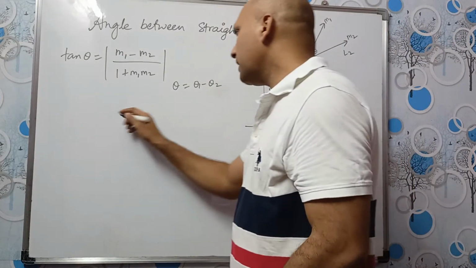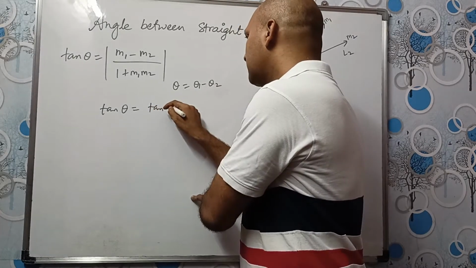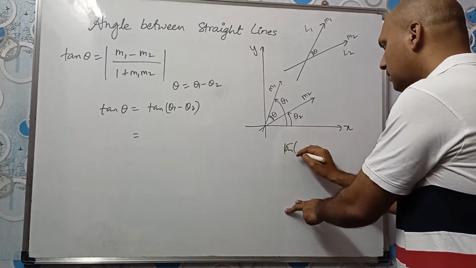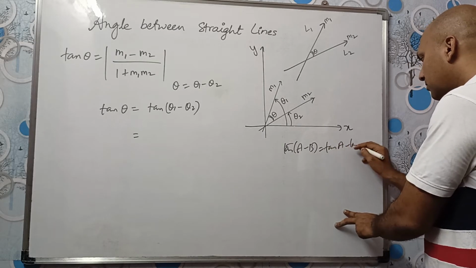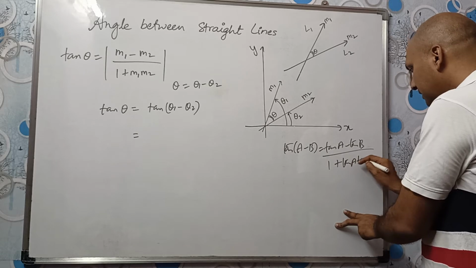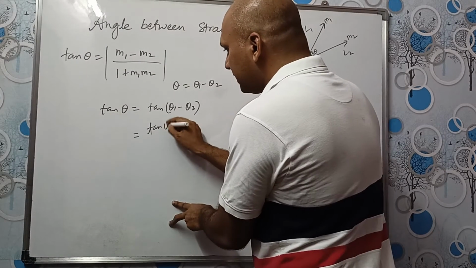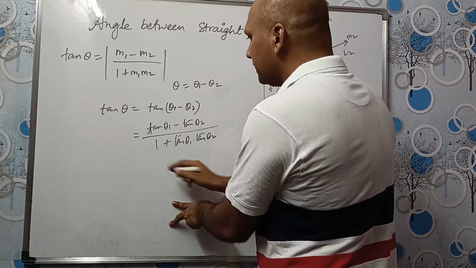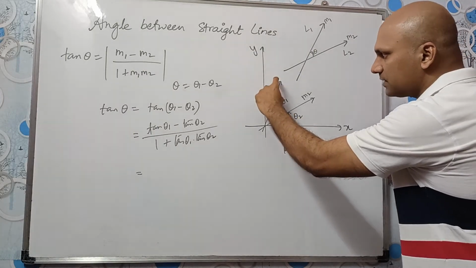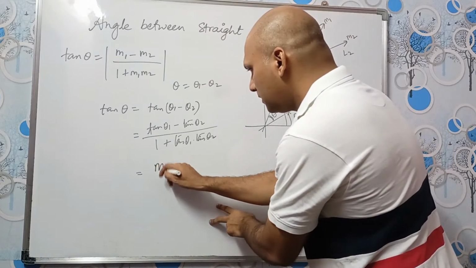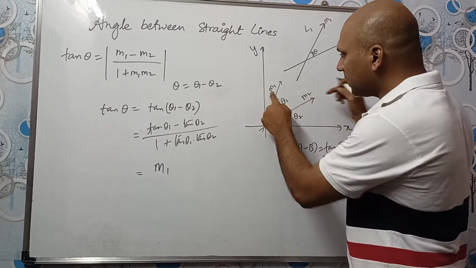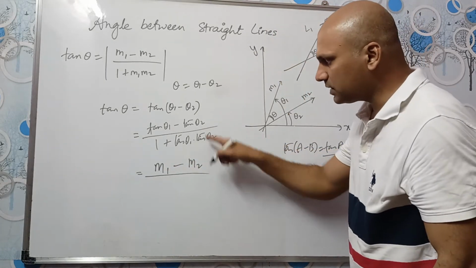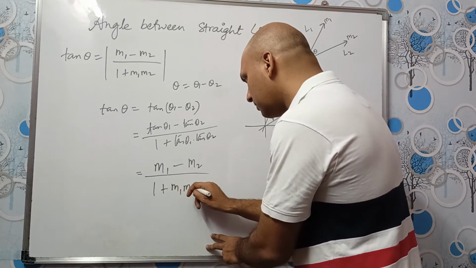Now if we apply tan both sides, tan of theta 1 minus theta 2. Tan a minus b formula from trigonometry: tan a minus b is equal to tan a minus tan b divided by 1 plus tan a tan b. So here it will be tan theta 1 minus tan theta 2 divided by 1 plus tan theta 1 multiplied by tan theta 2. See, what is the slope of the first line? It is m1. So tan theta 1 should be equal to m1, right? Because m is equal to tan theta. So the slope of the first line m1 is tan theta 1. So this is my m1 minus the slope of the second line, m2, which is tan theta 2, divided by 1 plus m1 multiplied by m2.